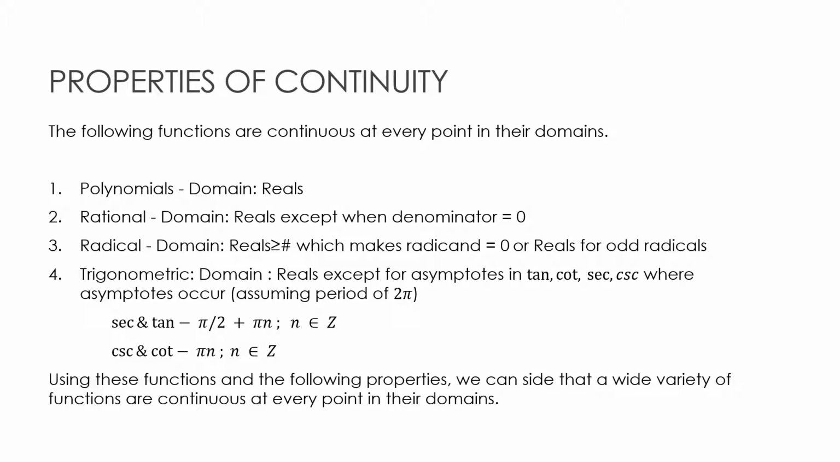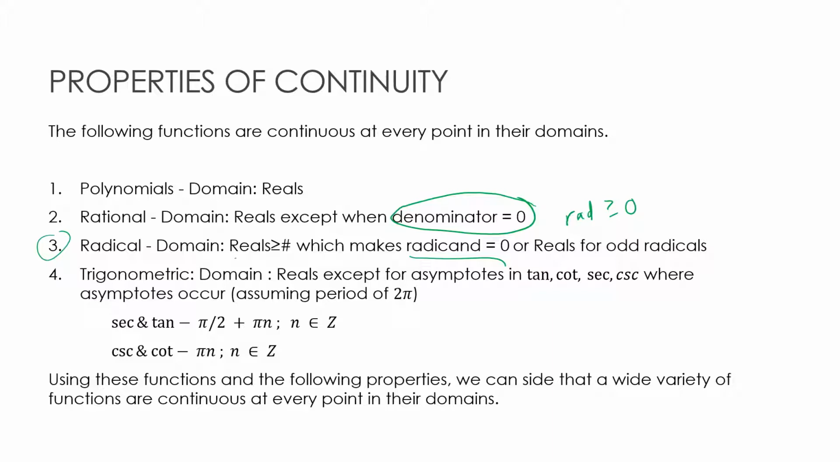Those are continuous everywhere. There's never a point at which they are discontinuous. Rational functions are continuous except when the denominator is equal to 0. So make sure the denominator does not equal 0 and you'll be okay. Radicals, we just got done talking about this one. Make sure that the radicand is greater than or equal to 0.